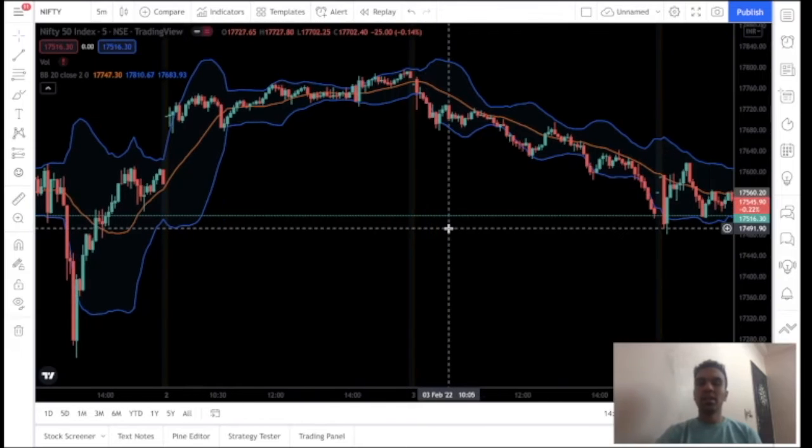whereas we can keep the entry right above the candle as our stop loss. Another way to use the Bollinger Bands is also to find out good entry points in trending markets.